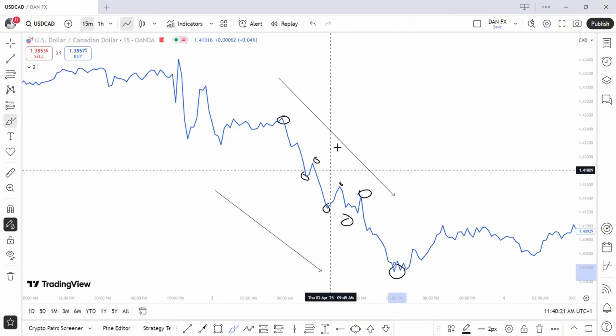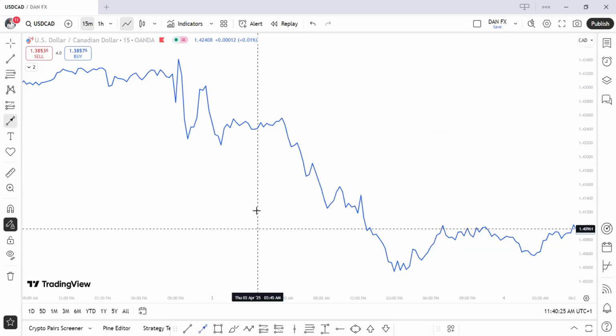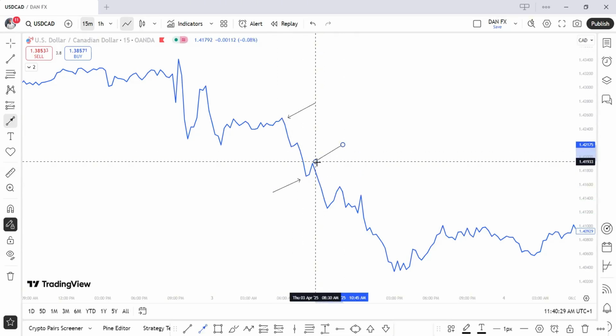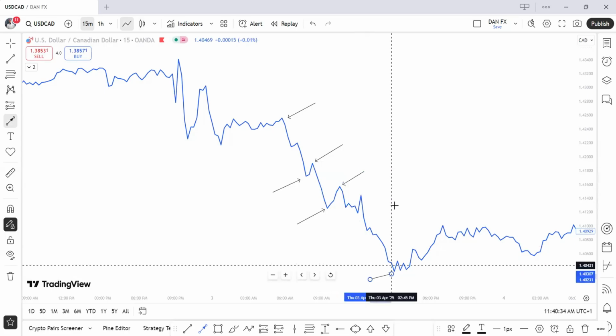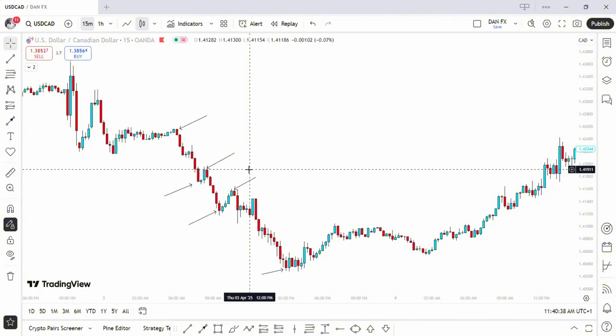If we change to a line chart, you can see this clearly. So you can see the lower highs and lower lows clearly on the downtrend. So you can see we have a high, we have a lower low, lower high, lower low, lower high, and then lower low, right? So in order for this to change to an uptrend, what high do they need to break?